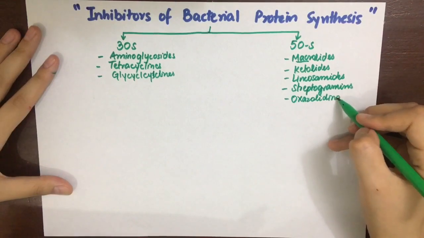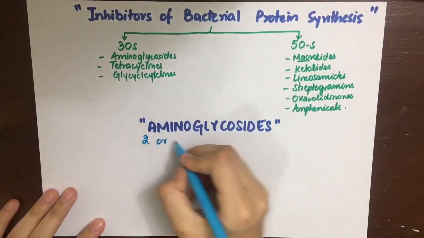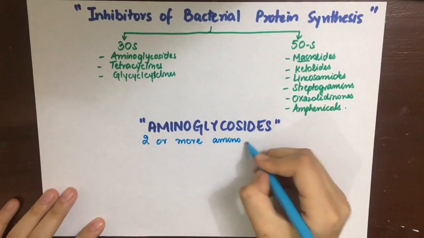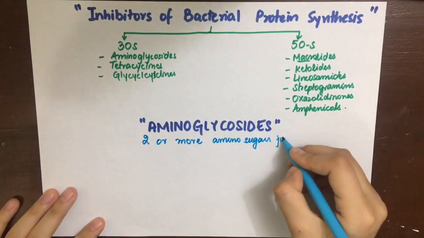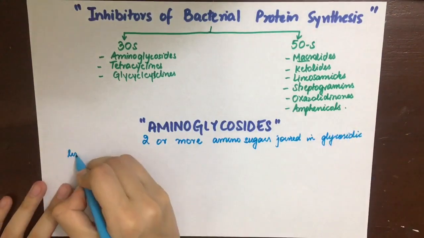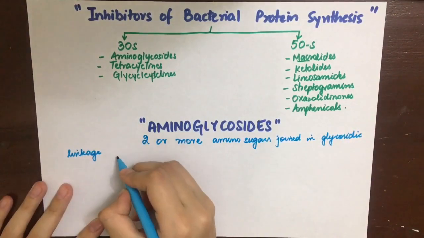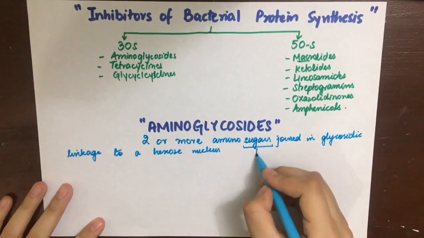In this lecture, we are only going to see aminoglycosides. Structurally, aminoglycosides are sugars. That is, they are made up of two or more amino sugars that are joined in glycosidic linkage to a hexose nucleus. Now, as it is a sugar, that means it is water soluble, right?